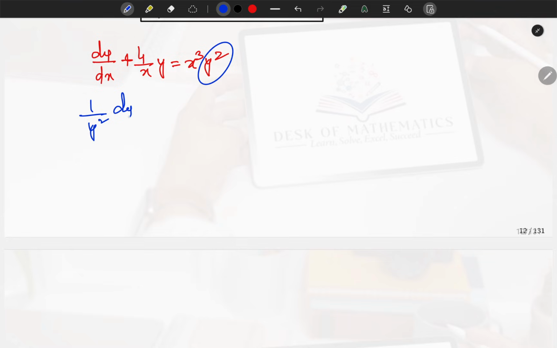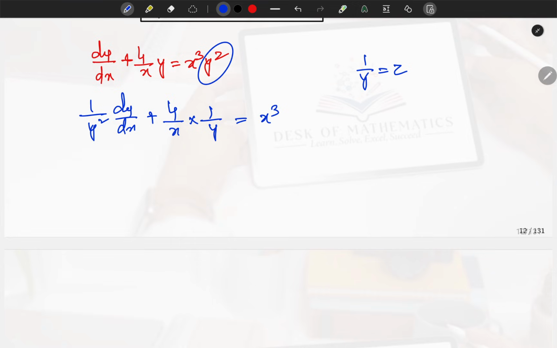You can also practice these questions, like dy by dx plus 4 by x y is equal to x cube y square. If you check the RHS, you have y raised to power n, that's y square. So divide throughout by y square, it will be 1 by y square dy by dx plus 4 by x into 1 by y is equal to x cube. Now put 1 by y is equal to z and follow the same steps, you will get the answer.